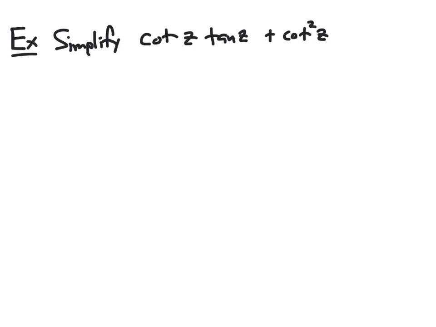For our final example, let's simplify the cotangent of z times the tangent of z plus the cotangent squared of z. We might approach this the same as the previous two examples by replacing everything with sines and cosines, but if you did that, you'll notice that we actually get some complicated expressions and a lot of cancellation. It turns out that this one, because of the cotangent squared, can be done much more simply than if we converted everything to sine and cosine.